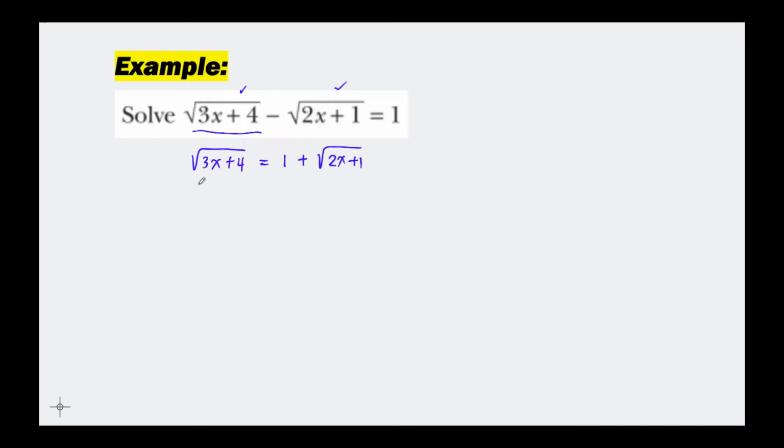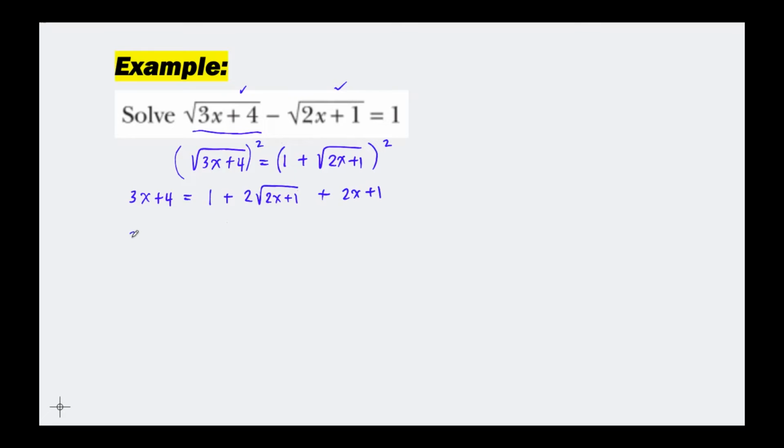Okay? So if you notice, it's just a square root. So that means we can easily just square the whole thing, isn't it? So square root of 3x plus 4 squared, that only gives us 3x plus 4, right? And the right side of your equation, you're going to square this. That means expanded form will be 1 plus 2 square root of 2x plus 1. And then the square of this is just 2x plus 1. Okay. And so now we can transfer the common term.